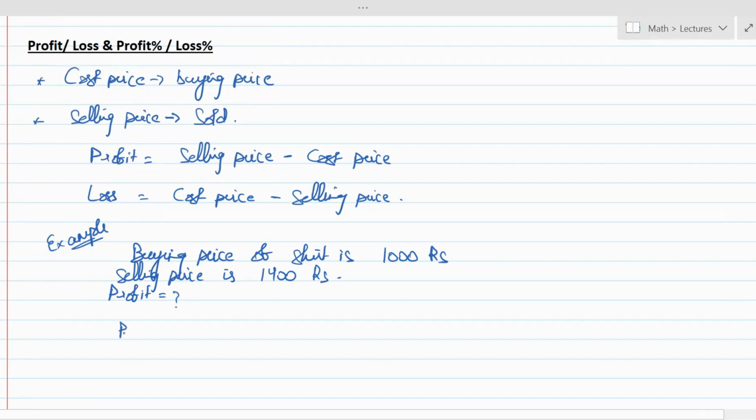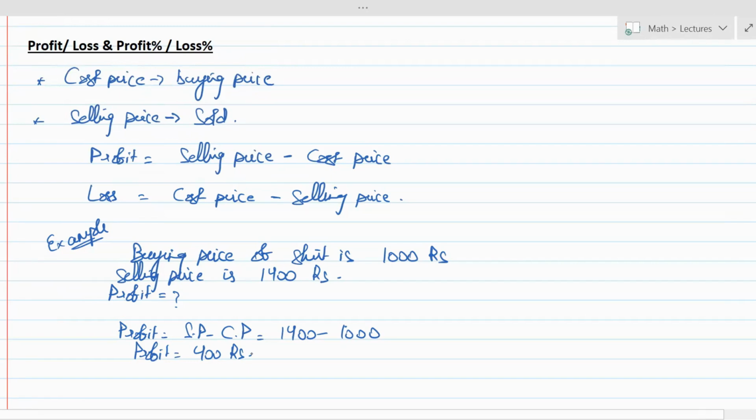So profit in this case would be equal to the selling price minus the cost price. Selling price is 1400 minus the cost price, which is 1000. So we're getting the profit as 400 rupees.